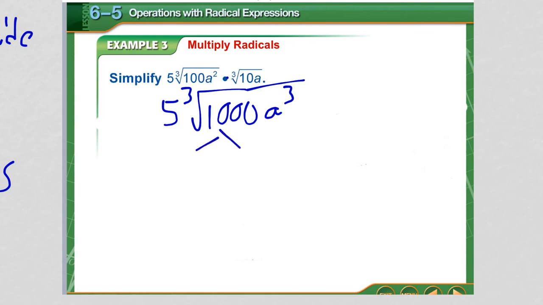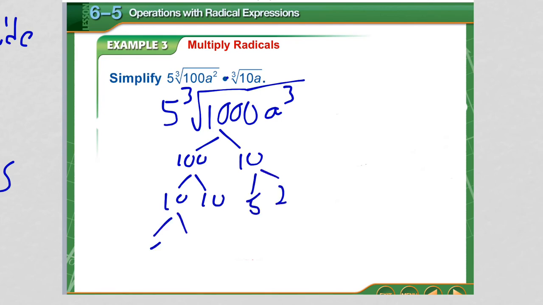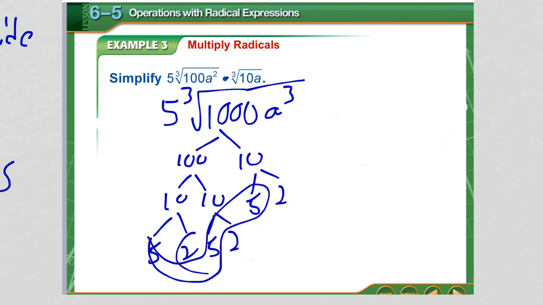So when I tree out the 1,000, I know I can go back to the original 100 times 10, and 100 breaks down to 10 times 10. The 10 gives us a 5 and a 2, and each of these 10s gives us a 5 and a 2. Please remember, when we're doing cube roots, we're looking for 3 of the same number. So I have 3 5s and I have 3 2s. So in this problem, we actually don't have any leftovers. So that 5 that's originally there stays there, times the 5 that we had 3 of, times the 2 that we had 3 of. So 5 times 5 is 25, times 2 is 50.